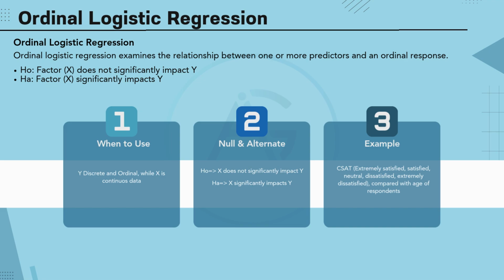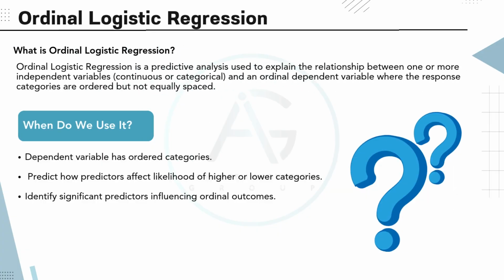those ranked outcomes. Let's understand what ordinal logistic regression is and when we should consider using it. What is ordinal logistic regression? Ordinal logistic regression is a predictive statistical technique used when we have one or more independent variables, which can be either continuous, like age, income, or categorical, like region, department, and a dependent variable that is ordinal, meaning the outcome categories have a clear order but not necessarily equal spacing between them.